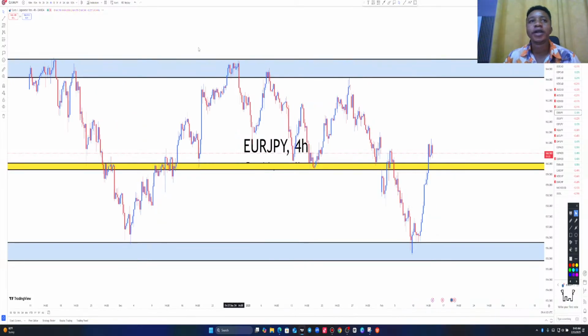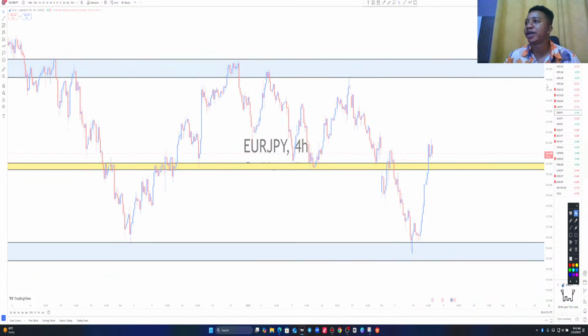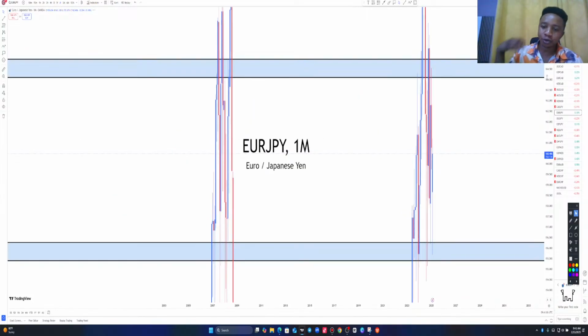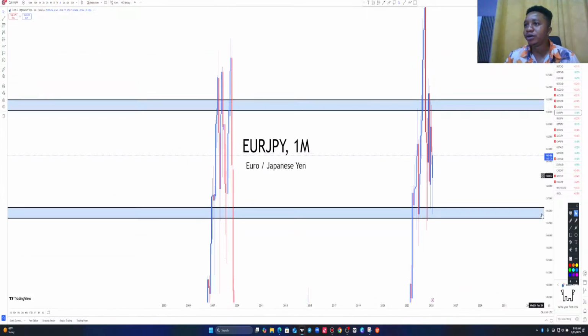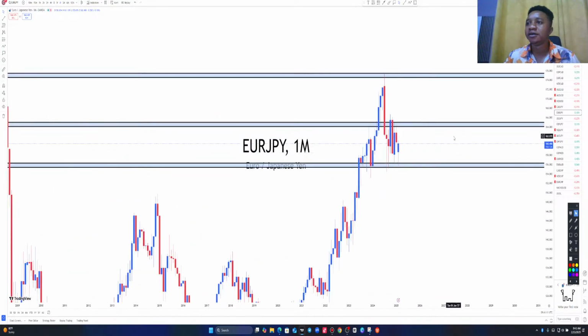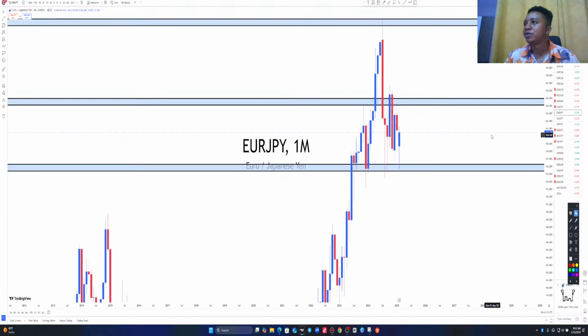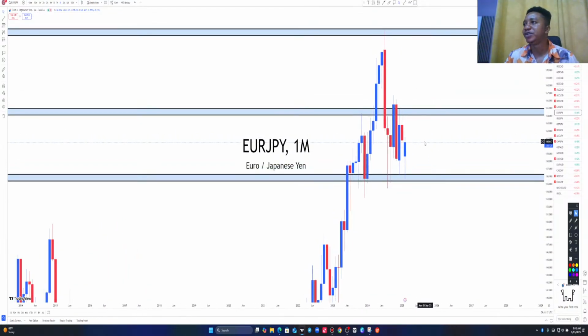EURUD. Okay, so what has happened on EURUD? Let's start from the higher time frame and then we call it a day. I think we've done a lot today. Tomorrow we are going to do the same thing as well. I'll be checking the NZD to give you guys the entry on it.